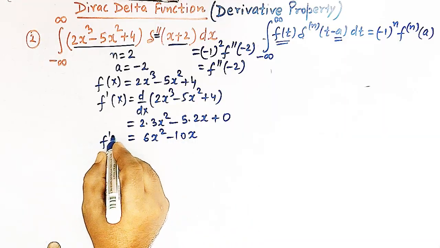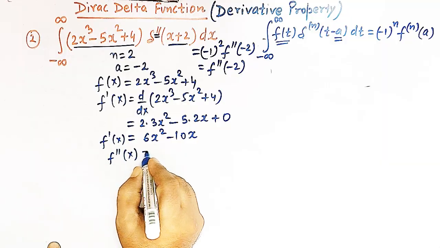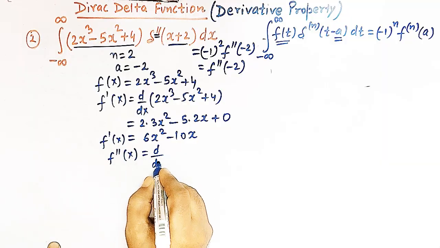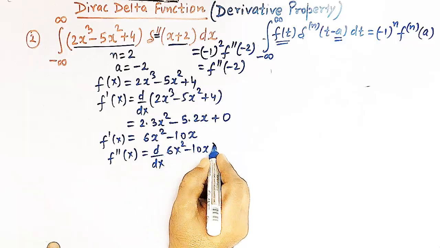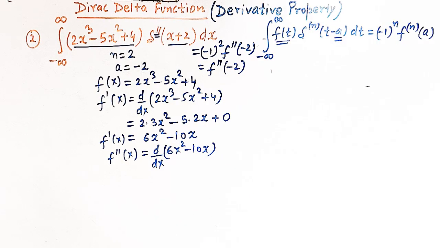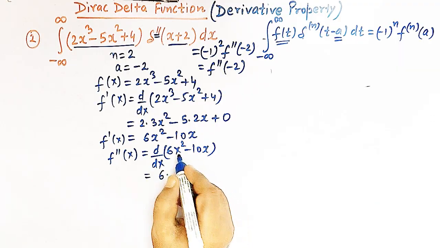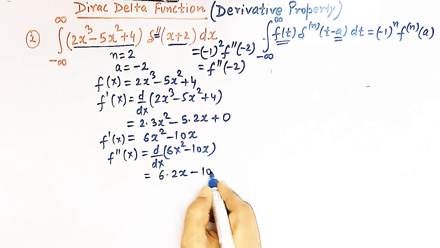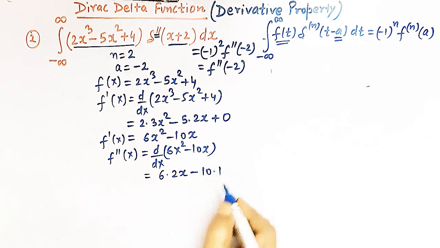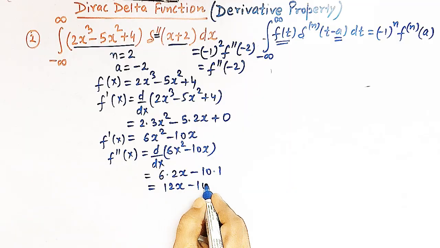Now the second derivative is f double prime of x. So we have d by dx of 6x square minus 10x. So now we have here 6 times the derivative of x square, which is 2x, and the derivative of x is 1, right? So we have 12x minus 10.